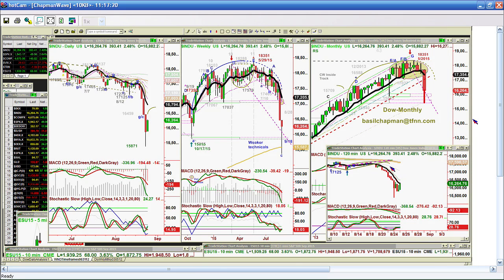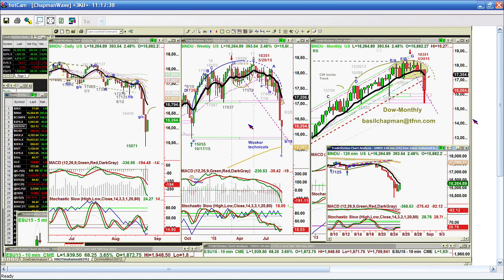Now let's go through the numbers. The Dow, up 393 at 16,264. Major support on the shorter term is at 16,150 to 16,120. Take that out today, and you've got a failure pattern. I don't think it's going to do that.